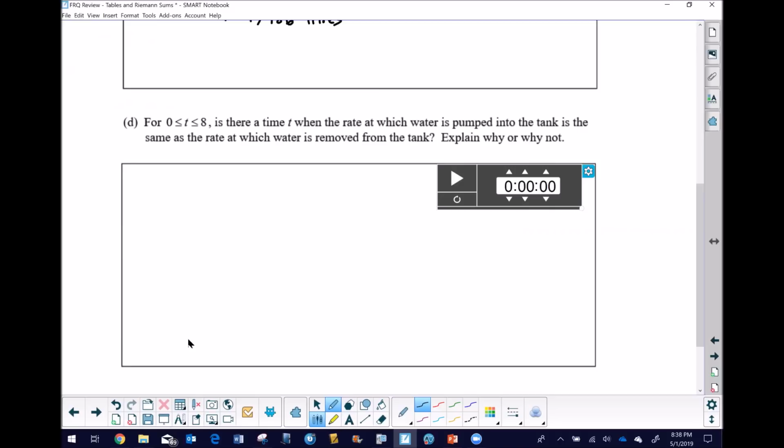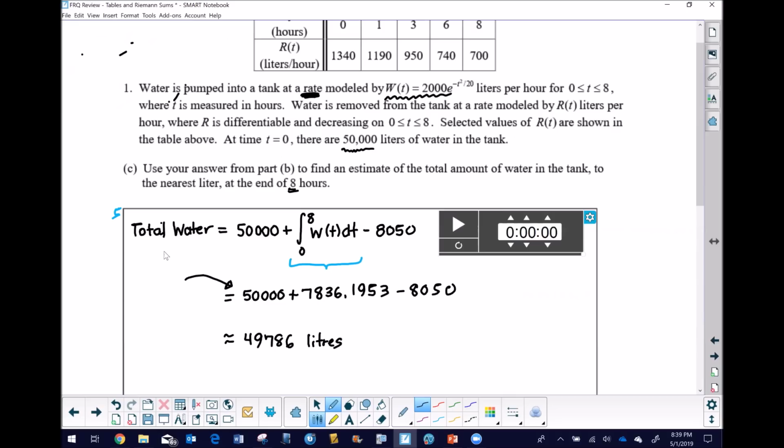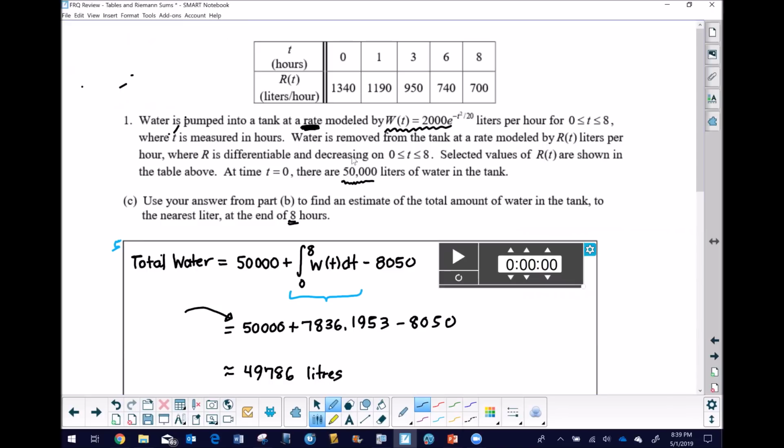All right. So I don't want to say, okay, we're going to concede this part because we've done pretty good on A, B, and C. Let's see if we can get something here. So is there a time when the rate at which the water is pumped into the tank is the same as the rate at which the water is being removed? So you're basically comparing the W and the R. Now, one thing that you have pretty quick access to is at the very beginning of time, finding W of 0 and R of 0 is not a very difficult task. In fact, if we look up here, let's do the hard one first.